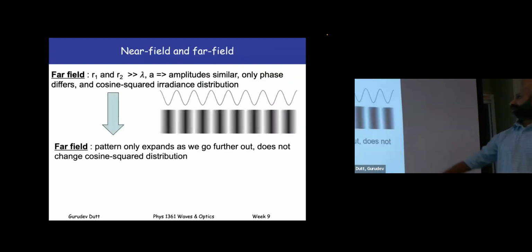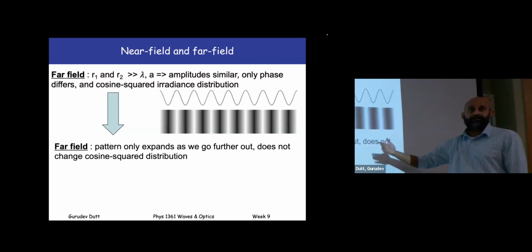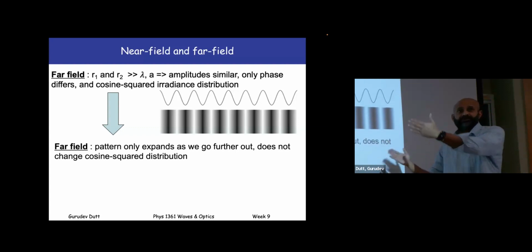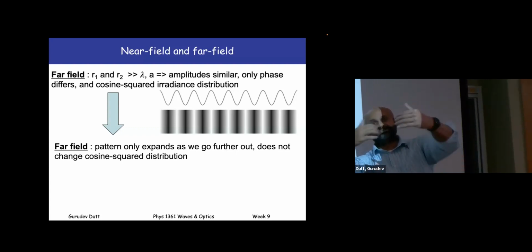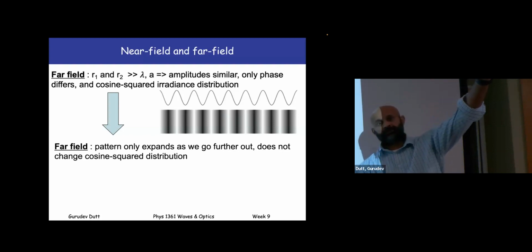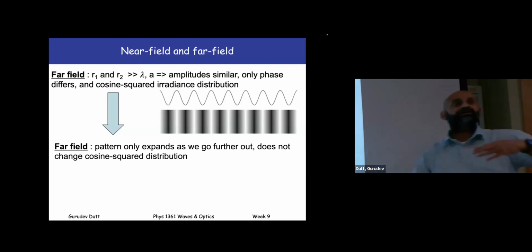Okay, so what I call the far field, basically the pattern always looks like this. There's no change in the pattern, just the spacing between the fringes might vary. As I go further and further out, the spacing between the fringes will go further and further apart, just because of the way those hyperboloids are spaced out, right? But the pattern itself just remains the same.